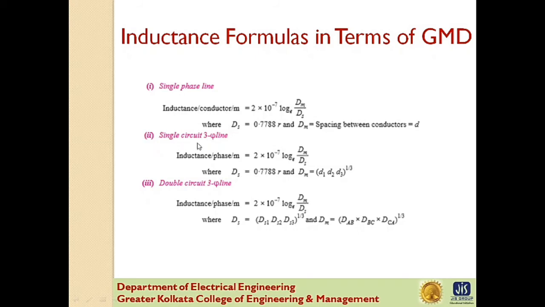In the single circuit 3-phase line, R' is replaced by Ds, and the term (D1 D2 D3) whole to the power 1 by 3 is replaced by Dm. The inductance for a double circuit line is 2 into 10 to the power minus 7 log e Dm by Ds, where Ds is equal to (Ds1 Ds2 Ds3) whole to the power 1 by 3 and Dm is equal to (DAB DBC DCA) whole to the power 1 by 3.